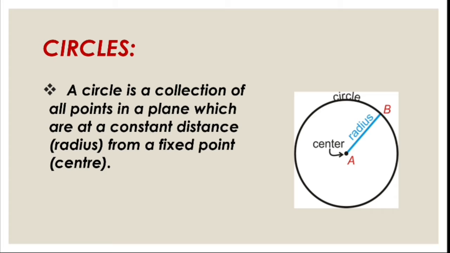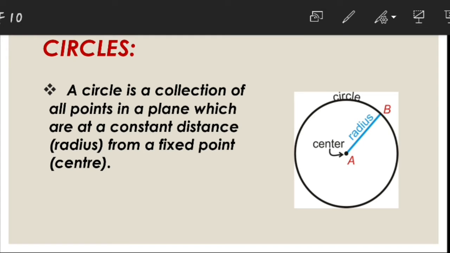A circle is a collection of all points in a plane which are at a constant distance from a fixed point. So this fixed point is called center and this constant distance is called radius. That means if you look at the figure, on this circumference all the points have a constant distance from the center. This constant distance is called radius and that fixed point is called center.